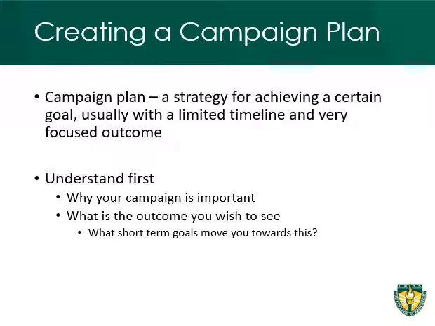To create your campaign plan, start by understanding why solving this problem is important, and make sure you can explain why solving the problem is important. Then identify what outcome you'd like to see, and what short-term goals might move you towards this. For example, I think plastics in the ocean are a really big problem. I can't completely end plastic use worldwide, but I can get Brockport to reduce single-use plastic and switch to biodegradable options where we can't eliminate plastic use.